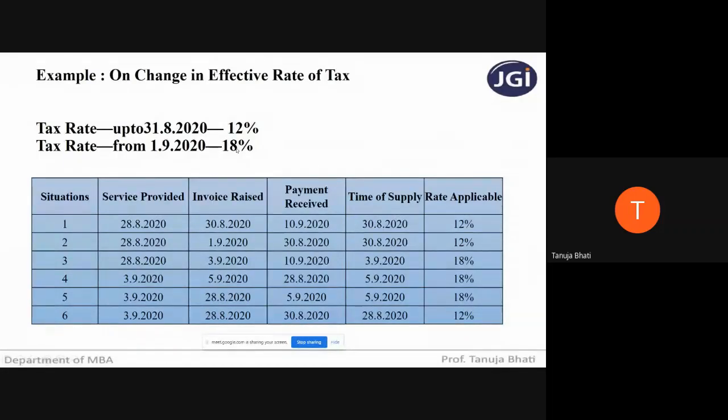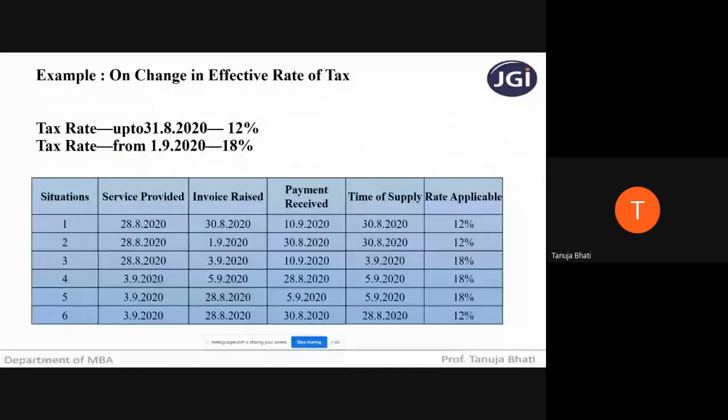So let us understand. The first situation, services provided on 28/8/2020. That service is provided before the change in rate of tax. The rate of tax is changed on 1st September. So service is provided before 1st September. Invoice is raised on 30th August. So the invoice is raised before the change. Payment is received on 10th September. That is, payment is received after the change in the rate of tax, because rate of tax is changed on 1st September 2020.